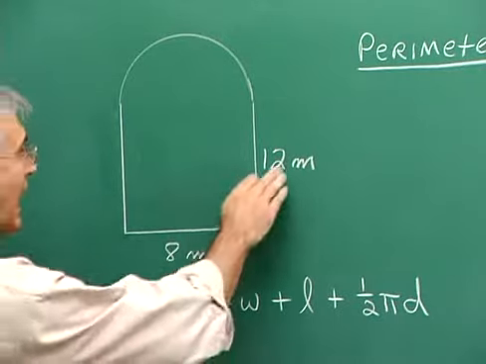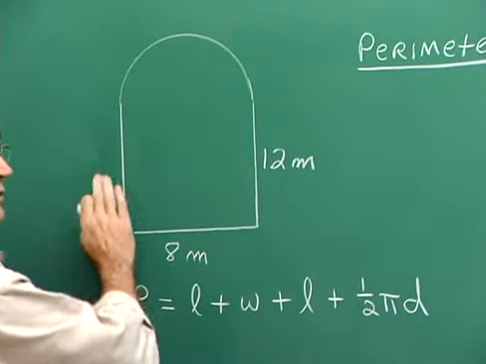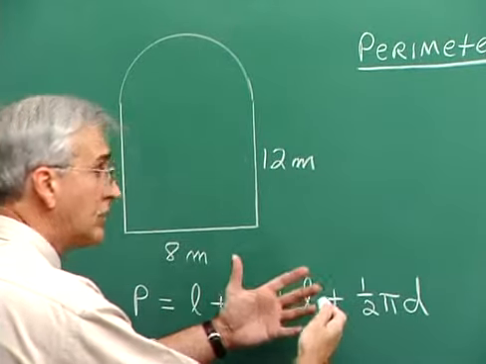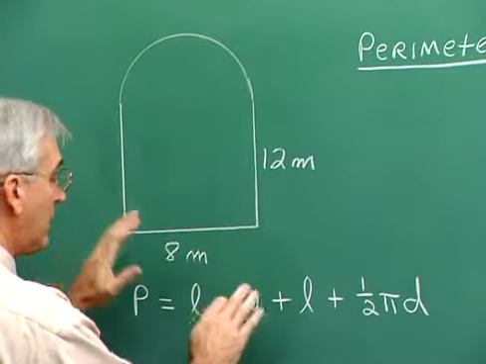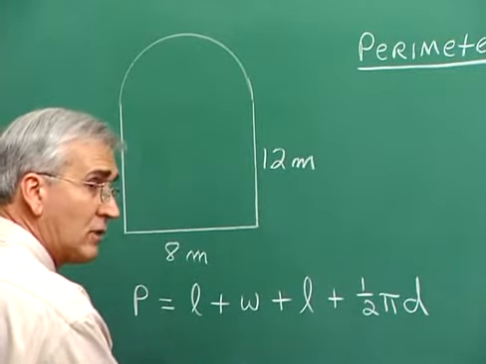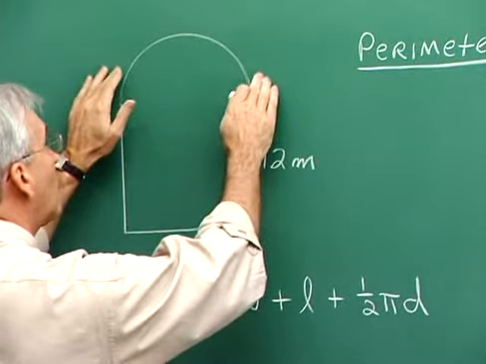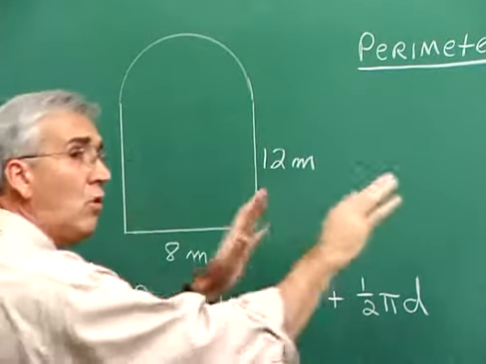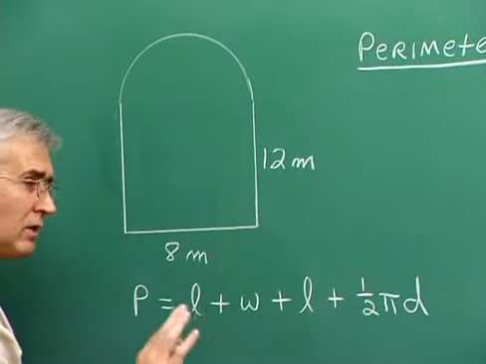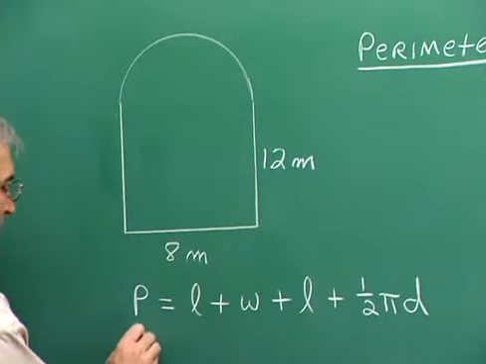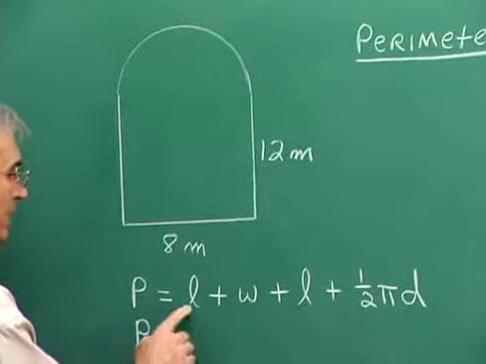If you just want to add these three sides as one calculation, just add 12 and 8 and 12, keep in mind that sum, then make the calculation for half of the circumference over to the side and add them together. That's perfectly all right too. Whatever way you'd like to think about it is okay. But if we're using the formula, here's what we'd do.